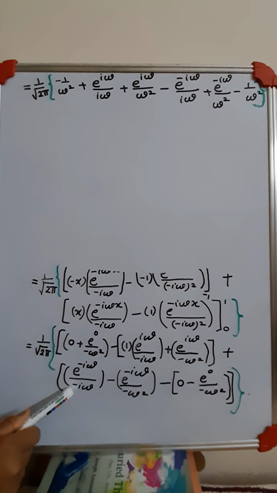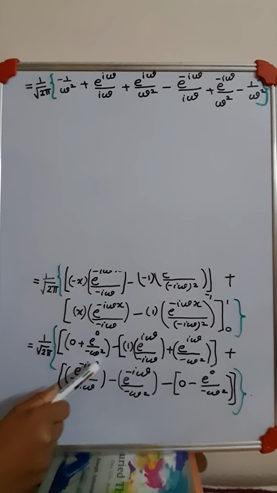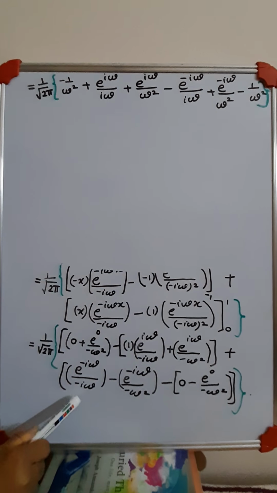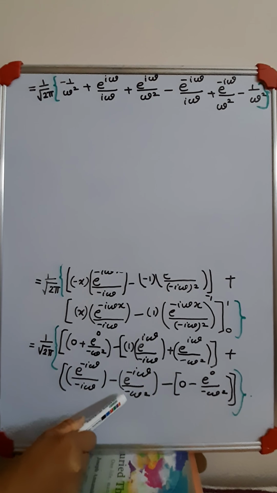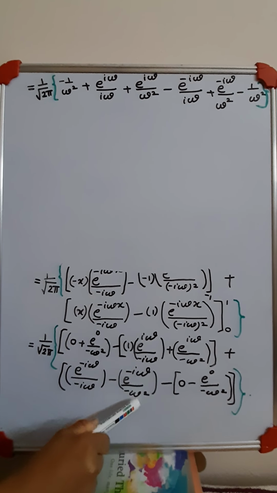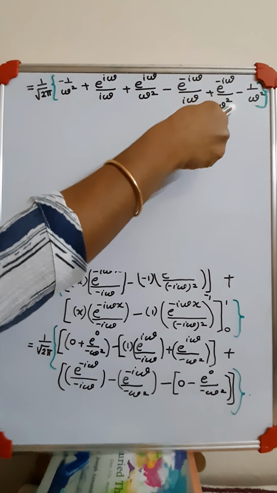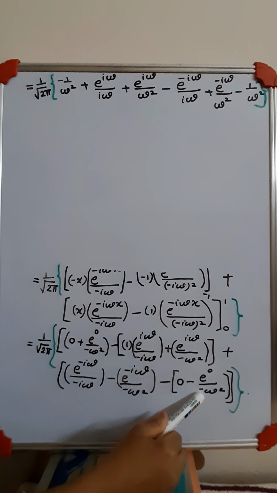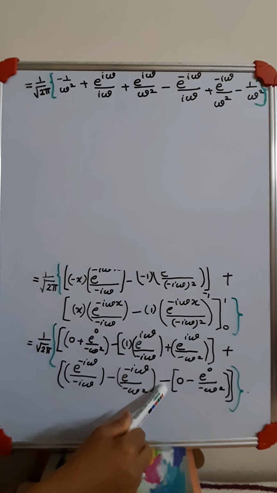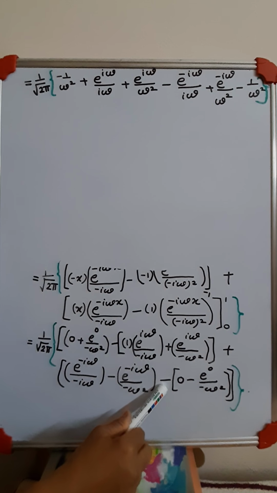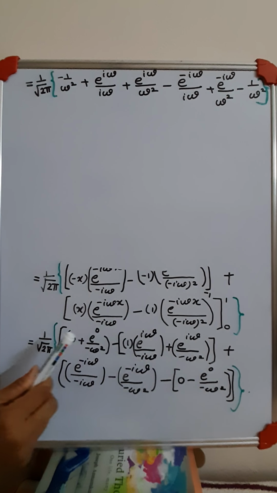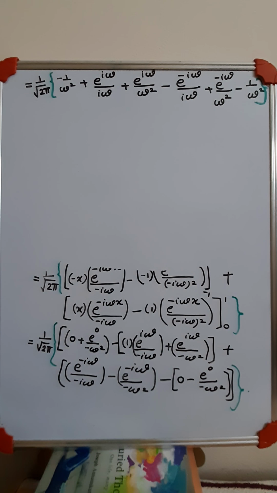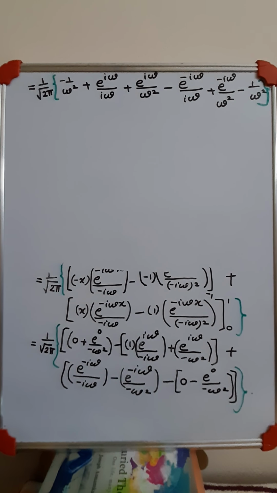Next term is minus e raised to minus I omega divided by I omega, minus e raised to minus I omega by I omega. Next term is minus plus e raised to minus I omega by omega square, e raised to minus I omega by omega square. And the last term, this minus plus, then 1 minus is already outside. So minus of e raised to 0, 1 by omega square, minus of 1 by omega square. Now we can simplify. Then combine the like terms.